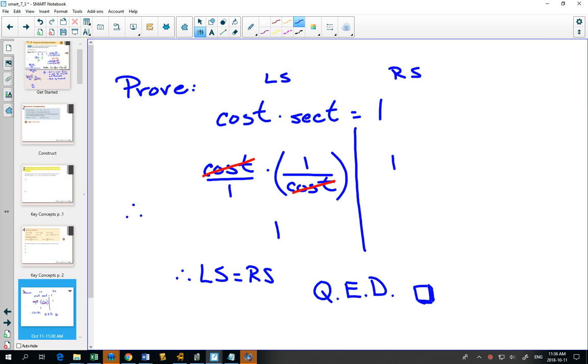Question? No, you don't have to. You can just write, therefore the left side is equal to the right side. That's your statement. That has to be there. And then, yeah, I'm going to say let's put QED. Let's be formal mathematicians.